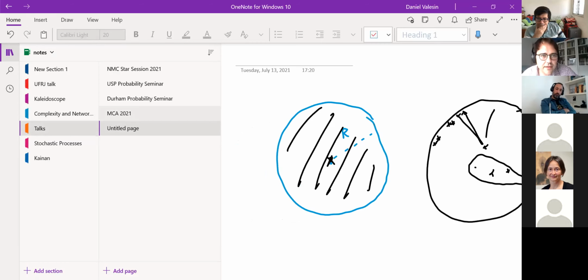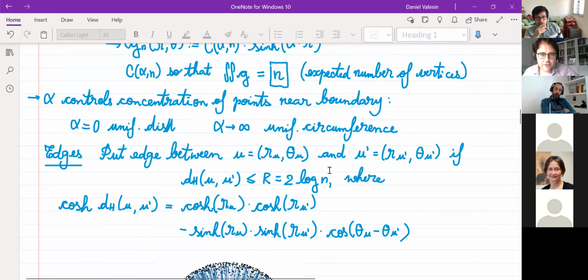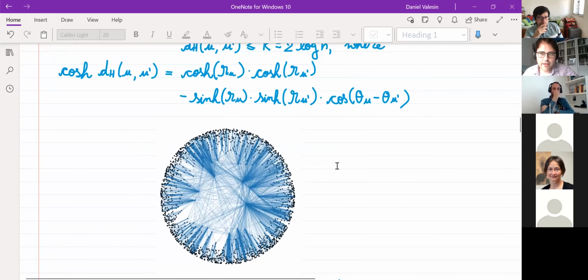So let me see, yeah, here. So this kind of explains this little simulation that I'm showing here, why you get this sort of picture. So you see, you get exactly what I said. You get some high concentration of vertices near the boundary. But there are very few near the center, but they are very well connected. That's the philosophy of how you should understand this graph.